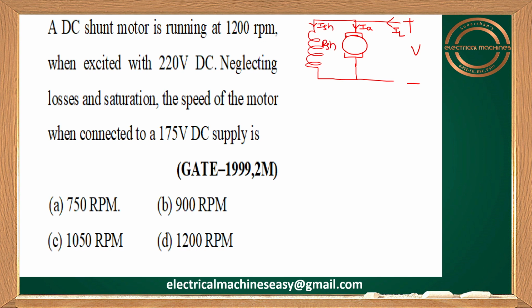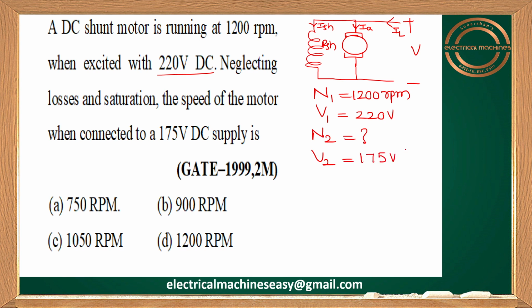So a DC shunt motor is running at 1200 RPM. So he has given the initial speed. How much has he given? 1200 RPM. Right, very good. When excited with 220 volts DC. So suppose the initial voltage he has taken is 220 volts, and at that time it is running at 1200 RPM. Neglecting losses and saturation, the speed of the motor when connected to a 175 volts DC supply is asked. So I mean N2 is asked when connected to V2.